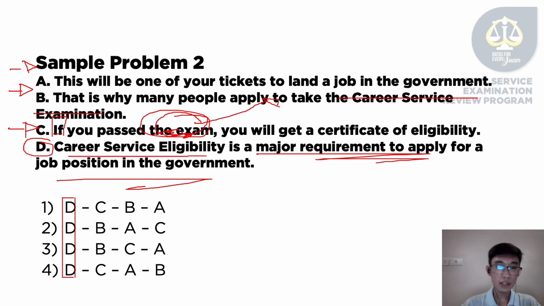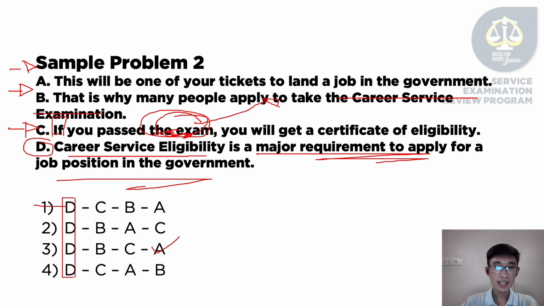So I go to the possible answers and I check on that. So D, right? D, B, C, A. This is my initial. Initial lang to ha. Now, after I get my initial answer, what I usually do is I try to check yung ibang possible answers. So for example, punta ako number 1. DCBA, D, career service eligibility, if you pass, doesn't make sense. So out, eliminated. DBAC, career service, that is why many people apply.